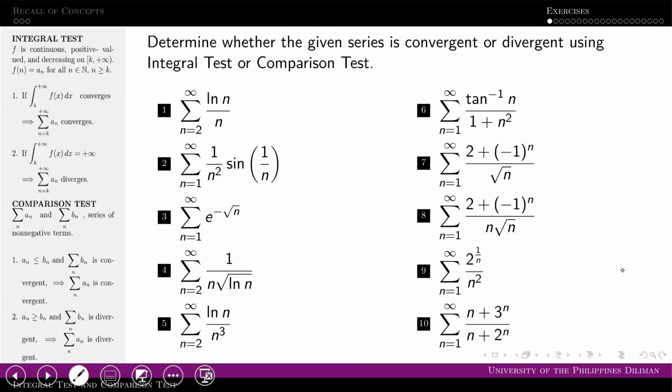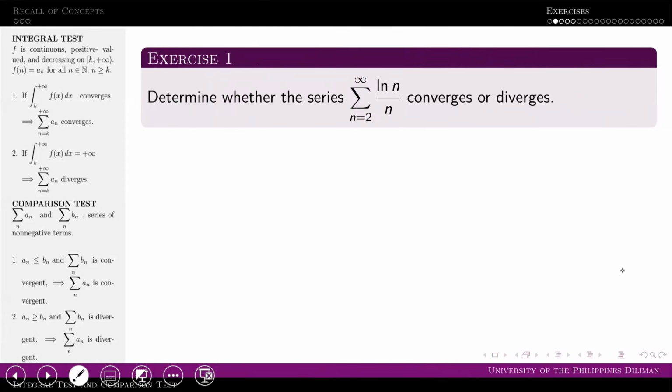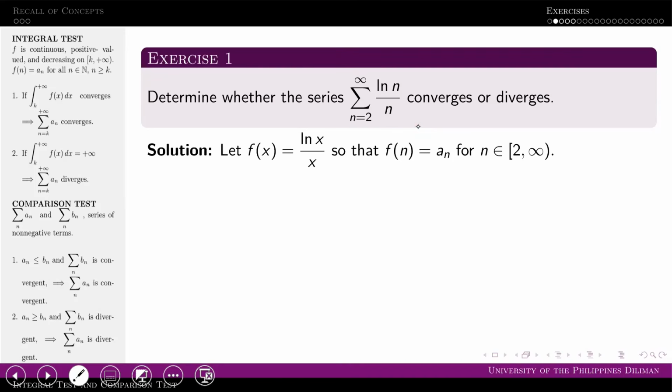Okay, let's start with exercise 1. So, ang binigay sa ating series is the sum from 2 to infinity ni ln n over n. So, pipili tayo between integral test or comparison test, since yun yung topics natin ngayon, kung alin yung i-apply natin dito sa series na to. Since ln n over n ay easily integrable, then try natin i-apply si integral test kasi it's useful for those types of series. So, let's define f to be ln x over x para si f of n equals sa an on our interval 2 to infinity.